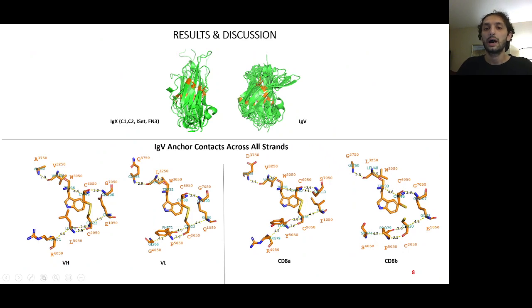So here I show an overlap of IgV on the right, and then the other types on the left, which include the C1, C2, ISET, and fibronectin. And you can see that the orange has a very good overlap. And in the bottom, I show how they are in contact through backbone interactions with one another, although they actually also form side chain interactions, but we are not showing that for clarity only.